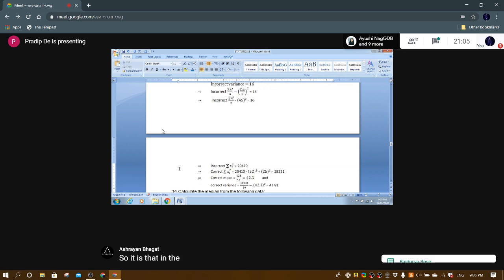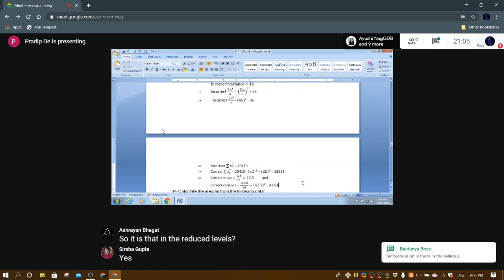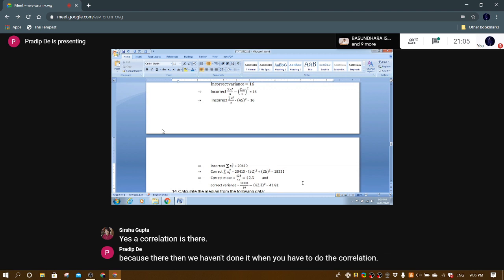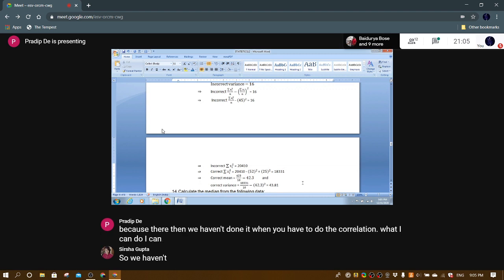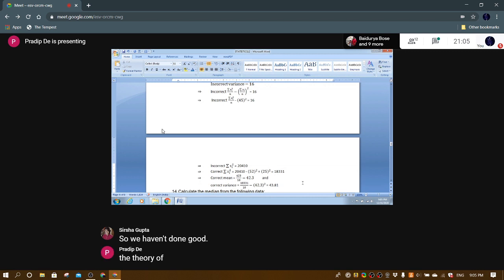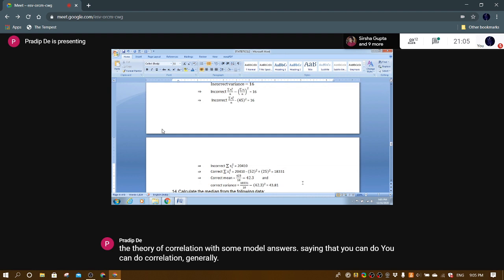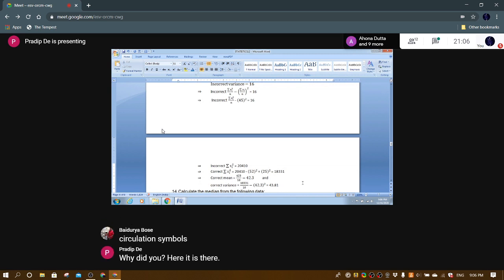Sir, it is there in the reduced syllabus. Yes, correlation is there. Then you haven't done it. Then you have to do the correlation. Yes, sir, I can give you the theory of correlation with some model answers. Seeing that, you can do correlation parallelly, simultaneously. And if you interact with me, yes. It is there in the syllabus. Yes.